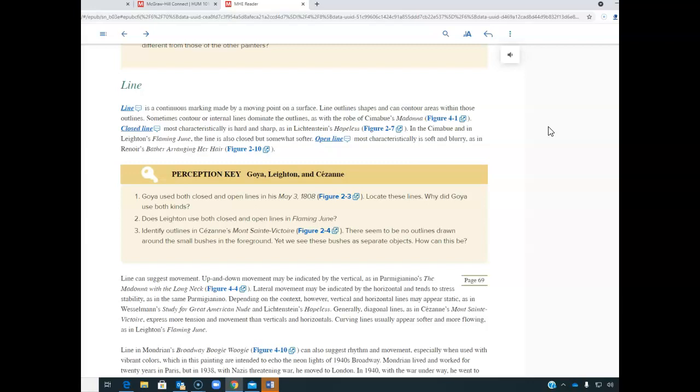So sometimes they're very hard and sharp. They talk about that being a closed line, and sometimes they're soft and blurry. It's closed but a little softer, and then it mostly is soft and blurry, and they have links to different examples here. Okay, then they talk about how Goya used both closed and open lines in his painting, which we saw in chapter 2. And it's kind of like with a photo or a camera focus, things that are in sharp focus, you see the lines very clearly. And if it's out of focus, maybe in the background, it's all blurry. And so you can do that with line.